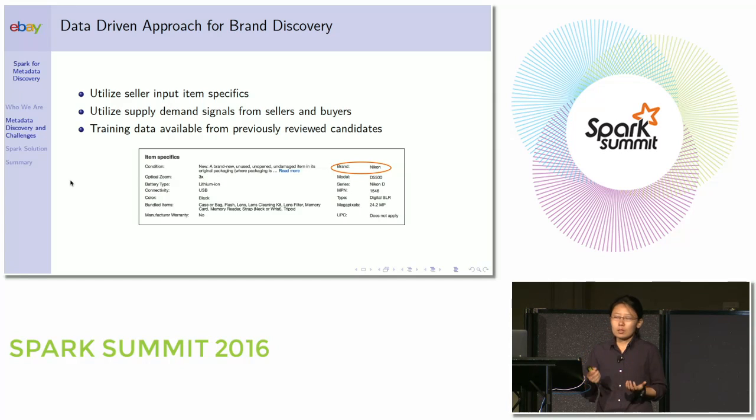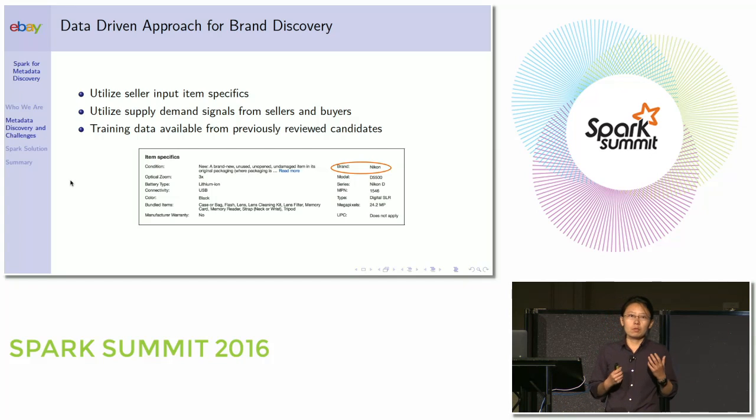Sometimes they will, of course, make a mistake. So if we can classify their inputs as valid or invalid, then we're able to discover new metadata directly from their inputs. And we also have the intuition that the supply and demand signals that we collect from buyers and sellers are directly correlated to how valid these item specifics are.